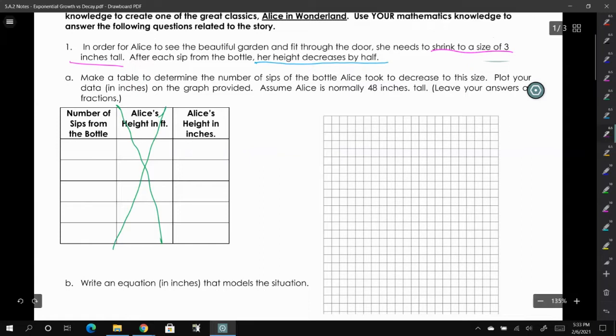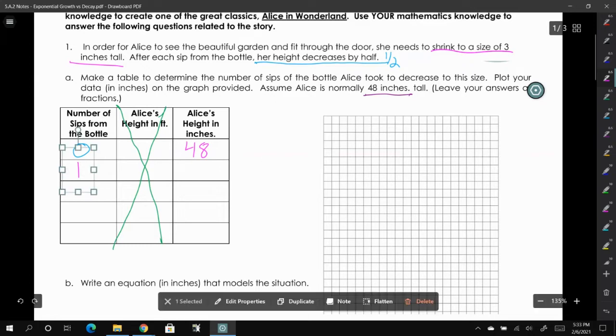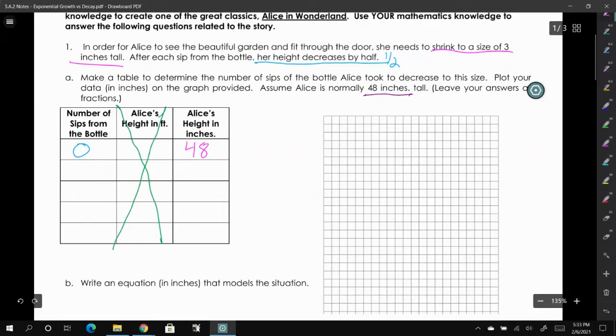She's starting out at 48 inches tall. So when there are 0 sips gone from the bottle, when she hasn't taken a sip yet, her height is 48 inches. Now she takes 1 sip and her height is going to decrease by a half. Again, we have that underlined up here, 1/2. So if you do 48 times 1/2, you are going to get 24.